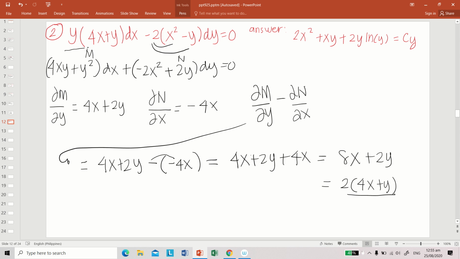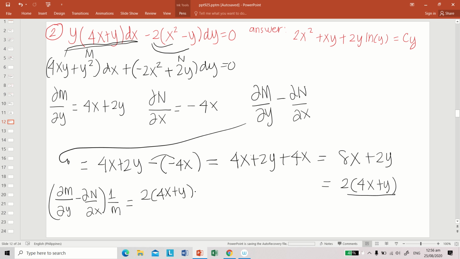And if I divide this by m, we're going to have g of y. So by doing that, we're going to have partial derivative of m with respect to y minus partial derivative of n with respect to x multiplied by 1 over m. So we're going to have 2 quantity 4x plus y divided by m. So our m is y quantity 4x plus y. So 4x plus y will cancel out, and we're going to have 2 over y. So this is going to be g of y because we have a function of y here.